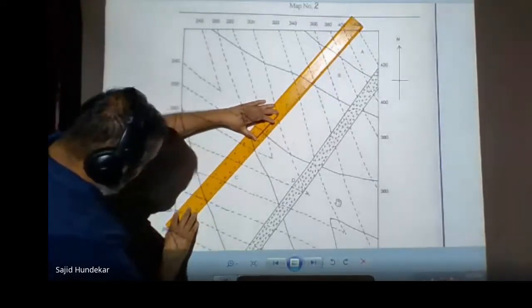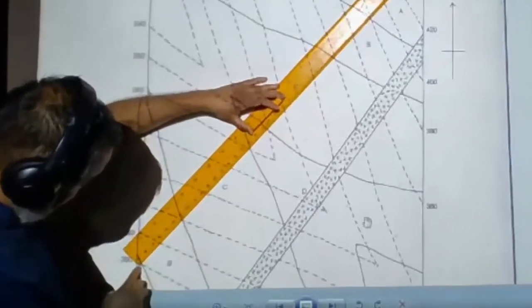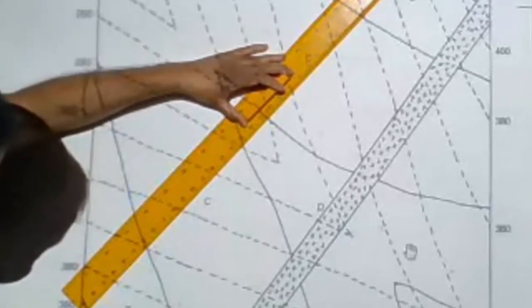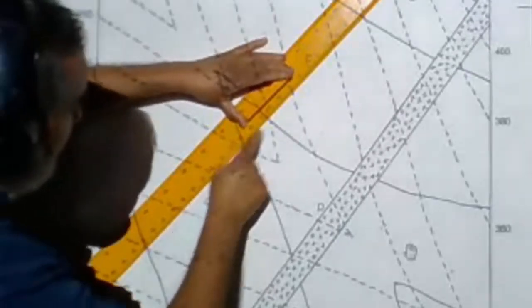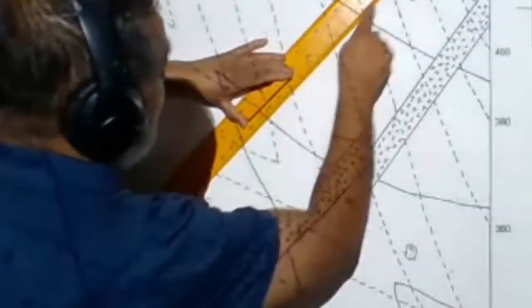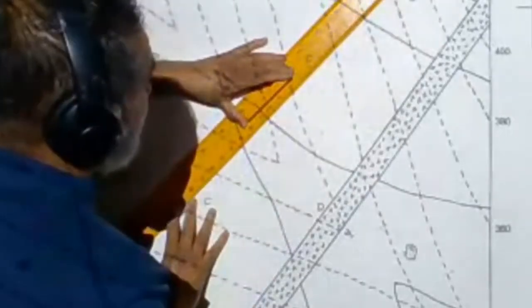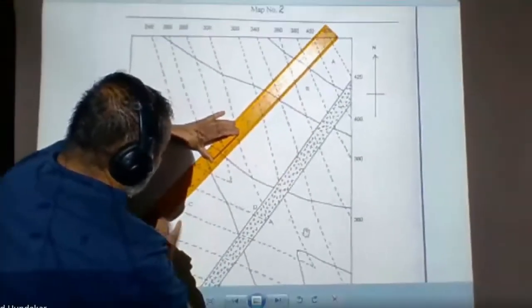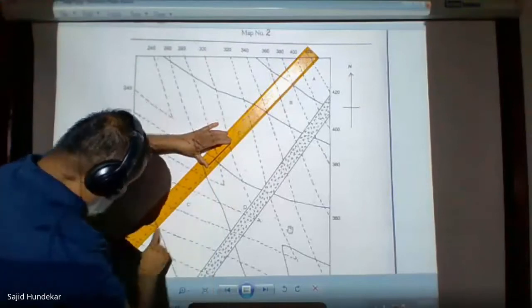Okay, now keep this your scale here. See that one point is here, second point, third point, fourth point, fifth point, and sixth point. All 6 points are coming on the line, and now they are exactly joined together.